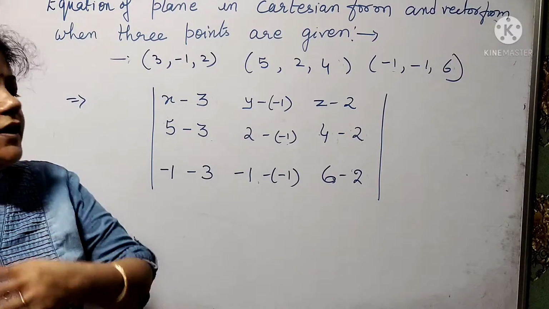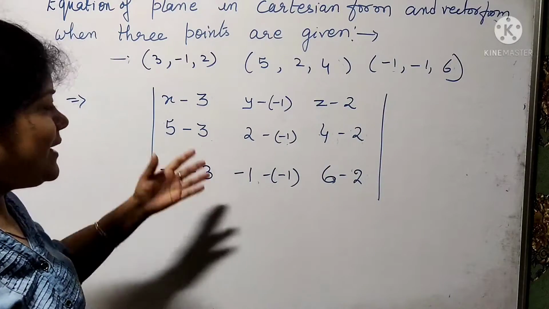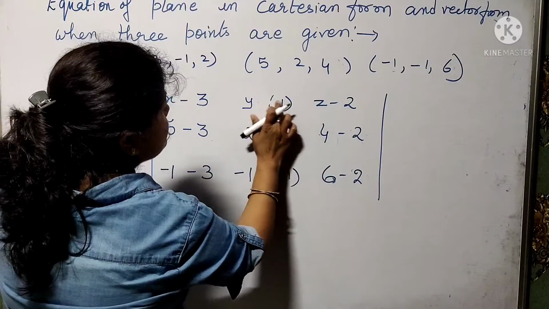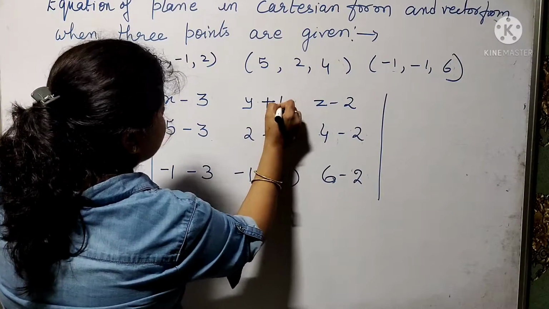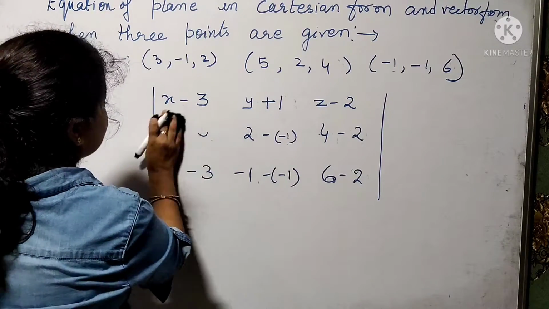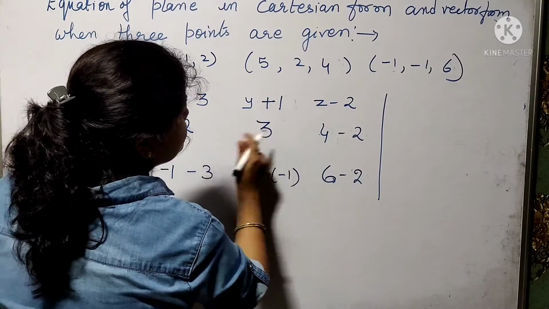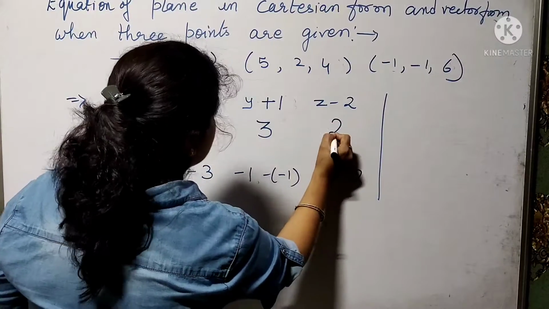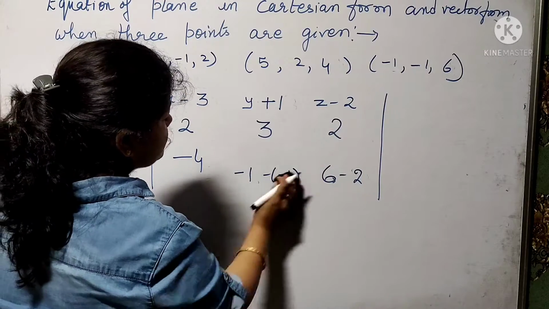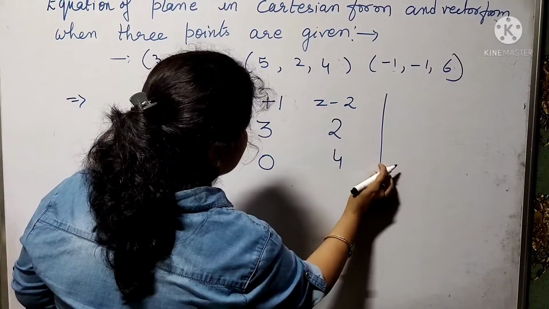If we watch carefully, we can observe that all the minus 3 are there, all the minus 1 same. Okay, when you practice you can do it easily. Now this remains as it becomes y plus 1, and here 5 minus 3, when we solve, it becomes 2. Here it becomes 2 plus 1, that is 3. Here it becomes 2. And now here it becomes minus 4. Now minus 1 minus 1, that is minus 2, and it becomes 4. Okay.